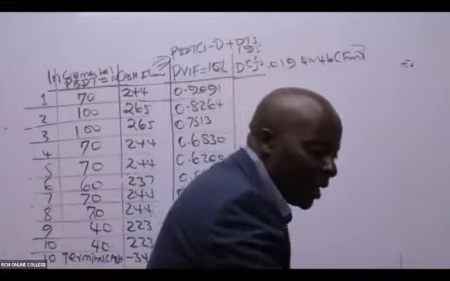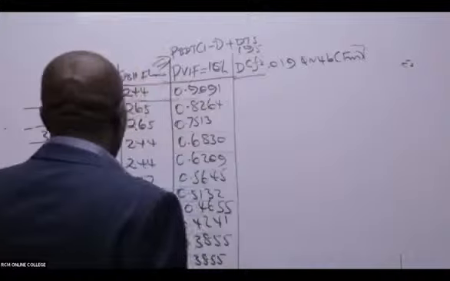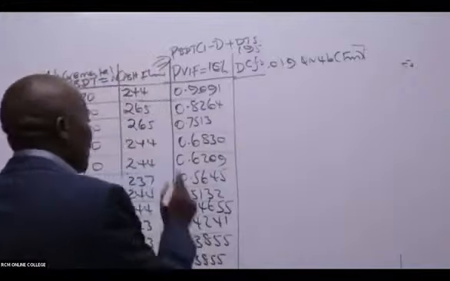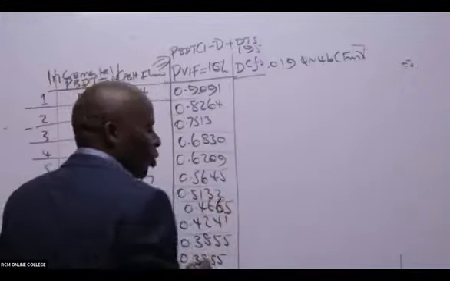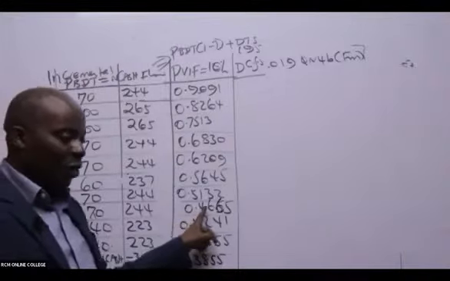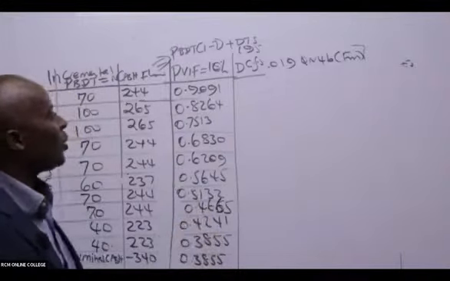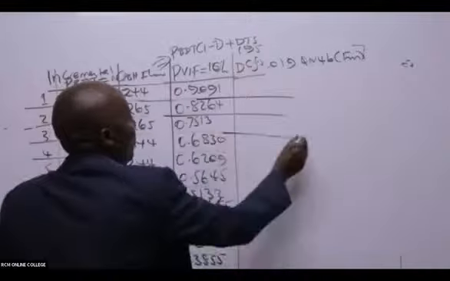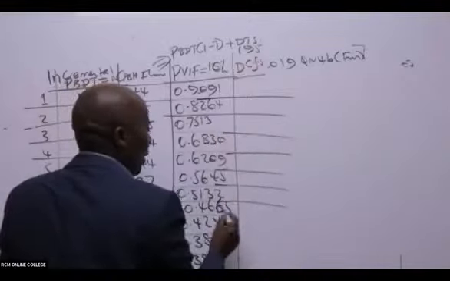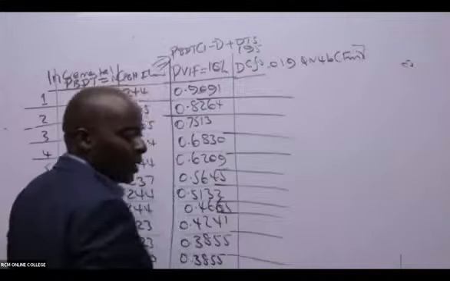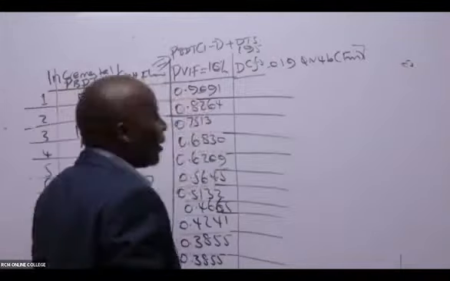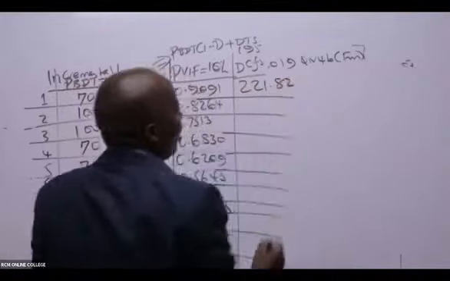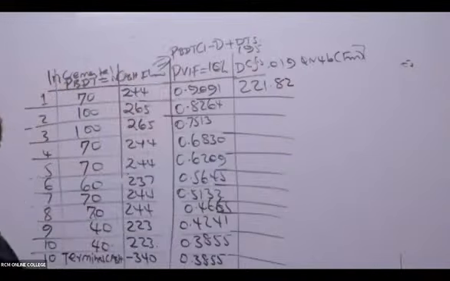Year 8 is 46.55. Let's correct this. I'm told this is supposed to be 46.65. Is that correct? Yes, thank you so much. So give me the discounted cash flows to 2 decimal places. EK doesn't disappoint. It is coming to 221.82.